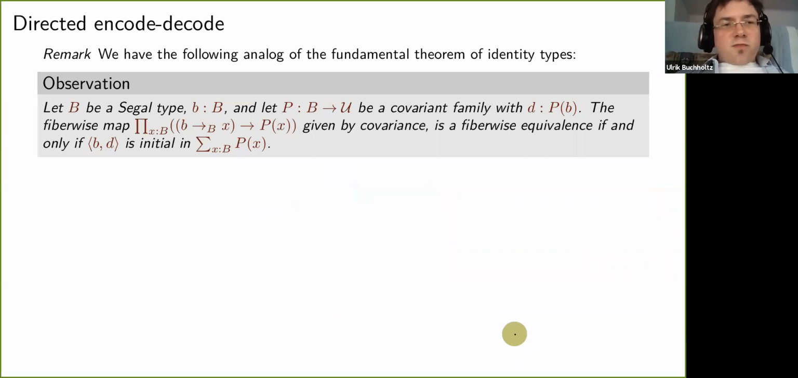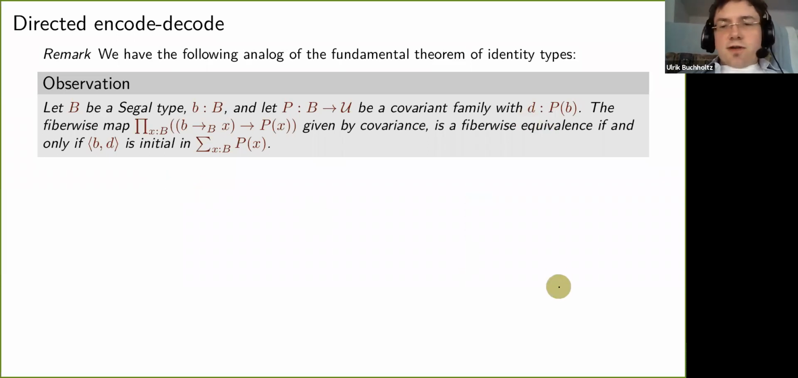Now here's a small observation. This is not in Riehl-Shulman, but I think it's kind of cute. There's an analog in the directed setting of the fundamental theorem of identity types. So take a Segal type with a point, a covariant family, and an element D in the fiber over the chosen base point. Then we just have this fiberwise map, which is given by covariance.